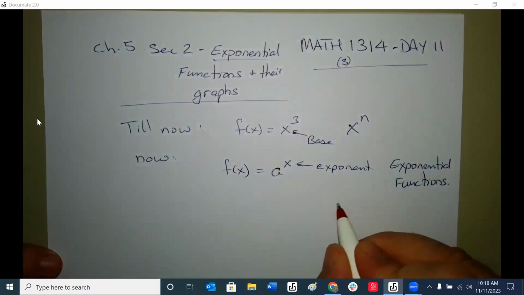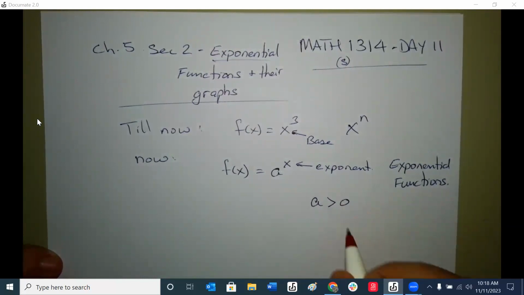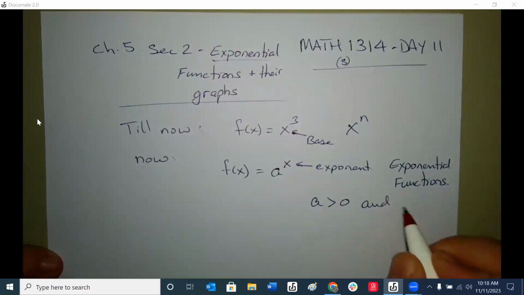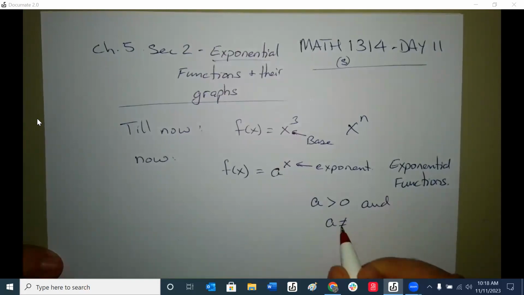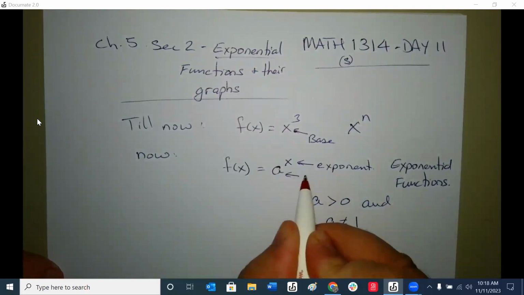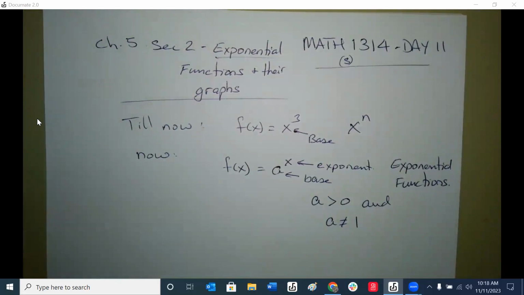As long as a is greater than 0, it's positive, and a does not equal 1. Because if it equaled 1, then we have nothing to worry about. So a is the base. And it could be any number, any fraction or any number. It just has to be greater than 0, has to be positive, and it cannot equal 1.